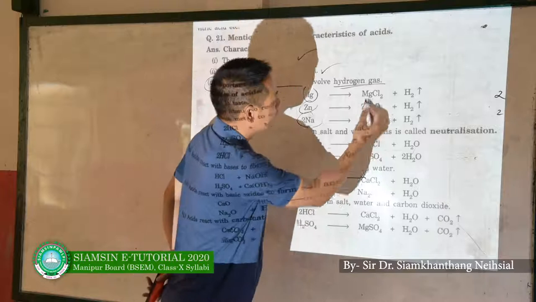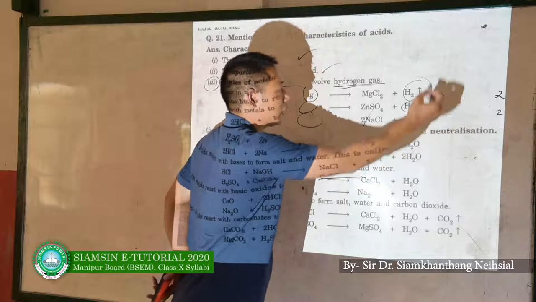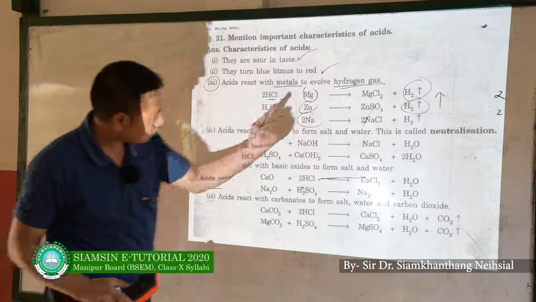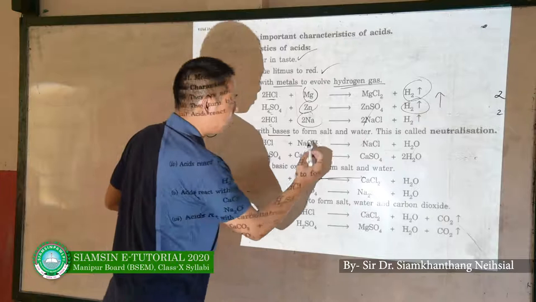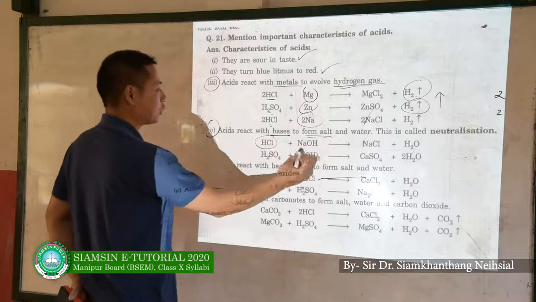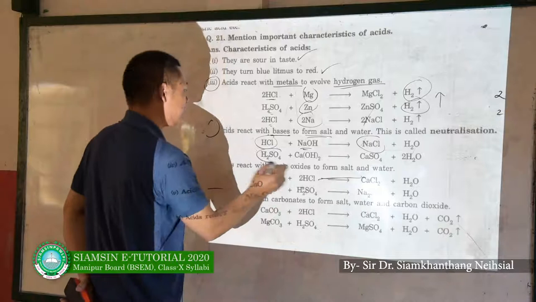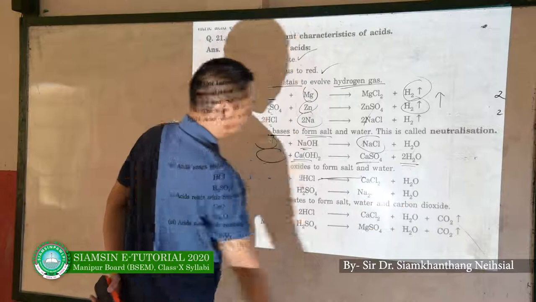Hydrogen gas. Acid reacts with metal to produce hydrogen gas. Acid reacts with base to form salt; this is called neutralization. For example, acid and NaOH mix to form the salt sodium chloride plus water. H2SO4 with a base forms salt along with water.